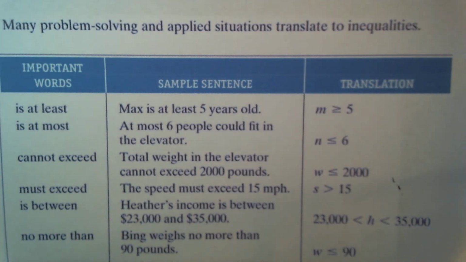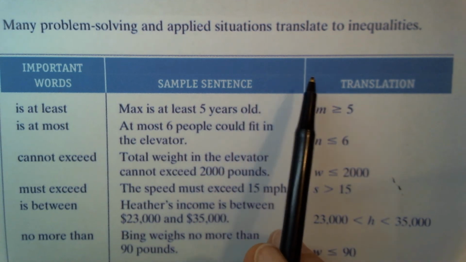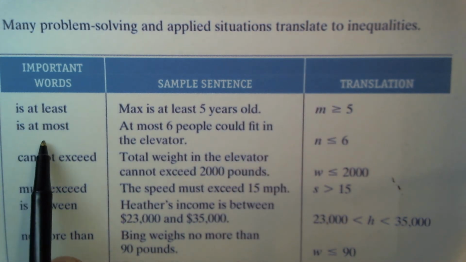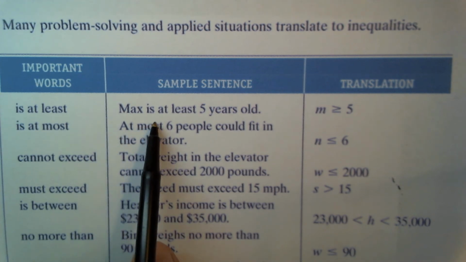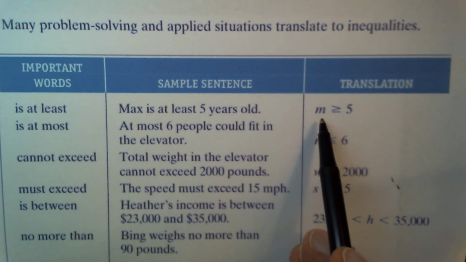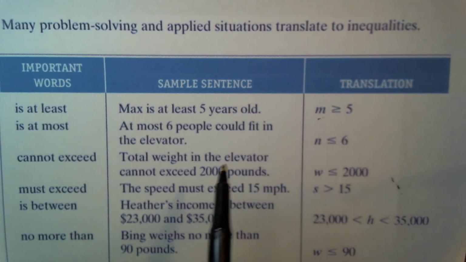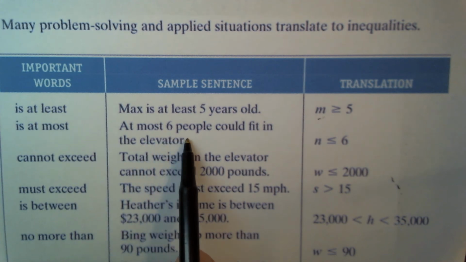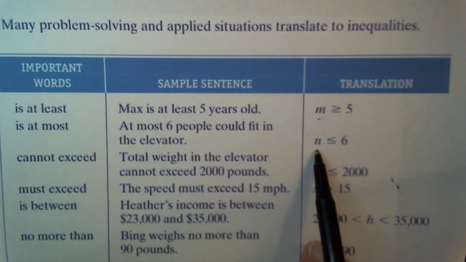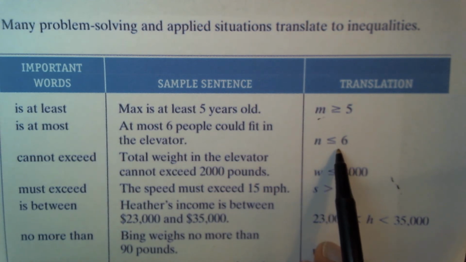Next, we're going to look at words and how they translate into inequalities. And in many problem solving and applied situations, we need to do that. And so, is at least or is at most? That means, for example, Max is at least 5 years old. So if M is Max's age, that means M is greater than or equal to 5. Or at most 6 people could fit in an elevator. N is the number of people that fit in an elevator. N is less than or equal to 6.